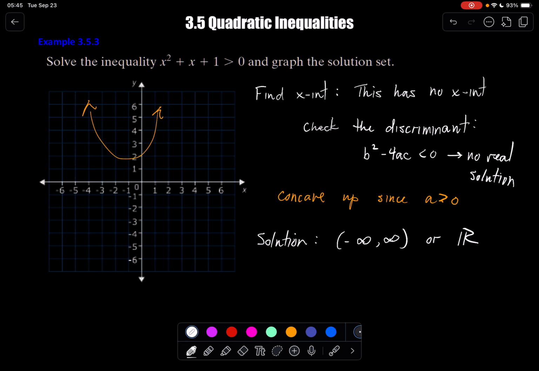Now, all of these examples from the book involved, obviously, parabolas that were concave up, but also asking for when it was greater than or equal to 0. So I encourage you maybe to go back through these 3 examples and see, can you find the solution if it's less than or equal to 0 for all of these as well.